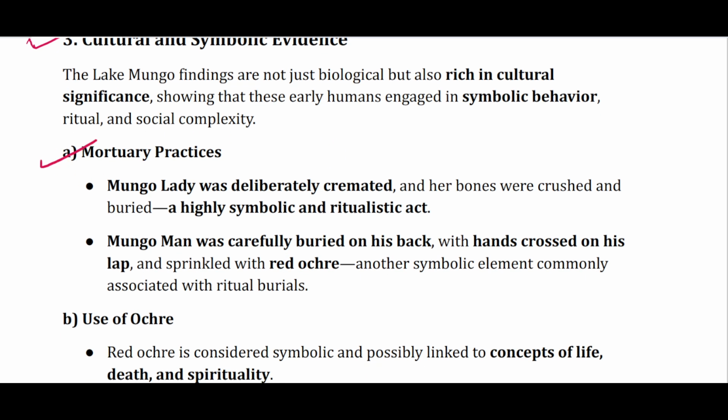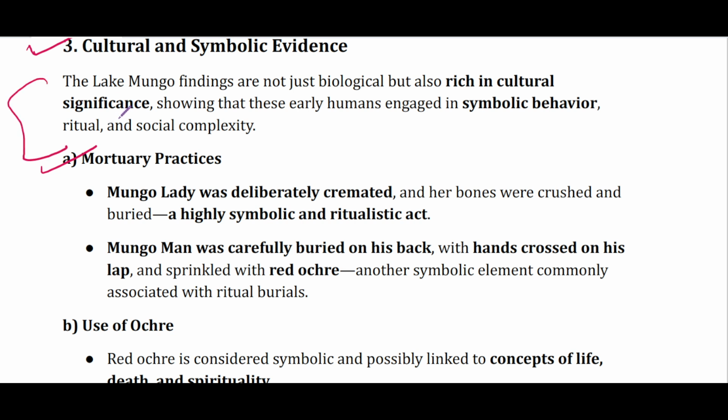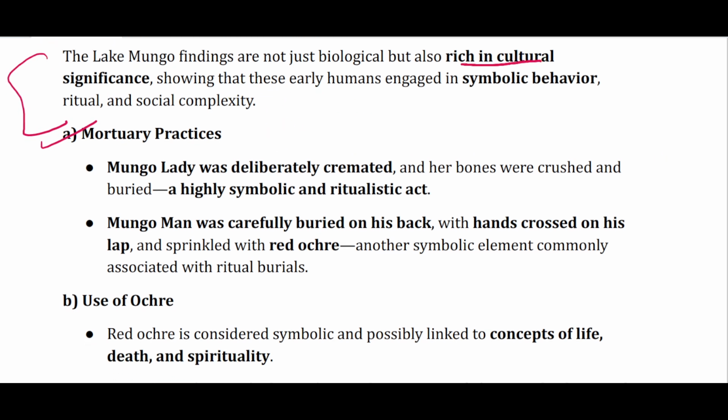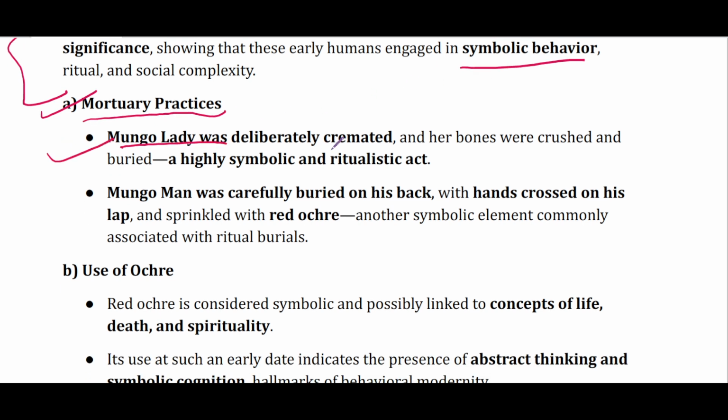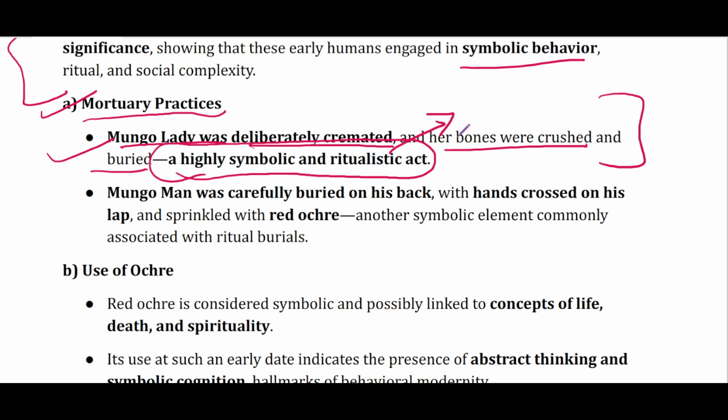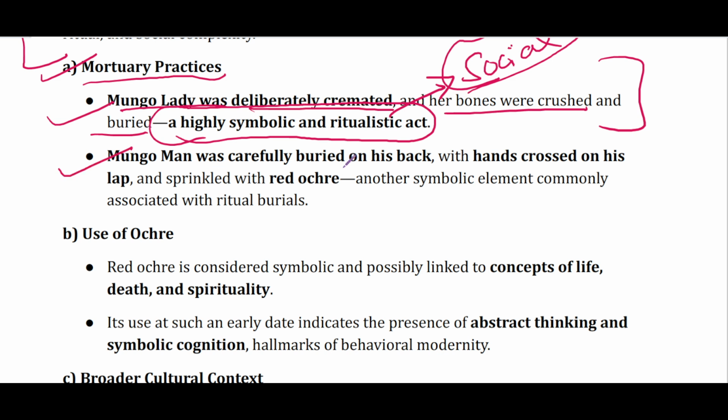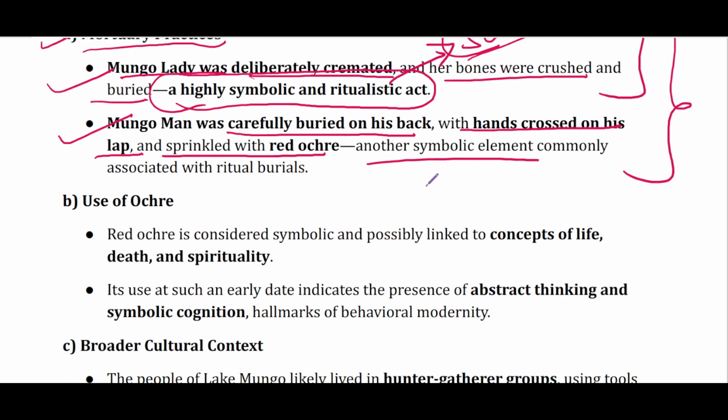So these fossils are rich in cultural significance because of symbolic behavior, especially mortuary practices. This Mungo Lady was deliberately cremated. Her bones were crushed and buried, which is again a highly symbolic and ritualistic act. And this symbolic behavior suggests higher social cognition, higher symbolic thinking, higher cognitive abilities. Then Mungo Man was carefully buried on his back with hands crossed on his lap, and he was sprinkled with red ochre, another symbolic element and another symbolic burial practice.